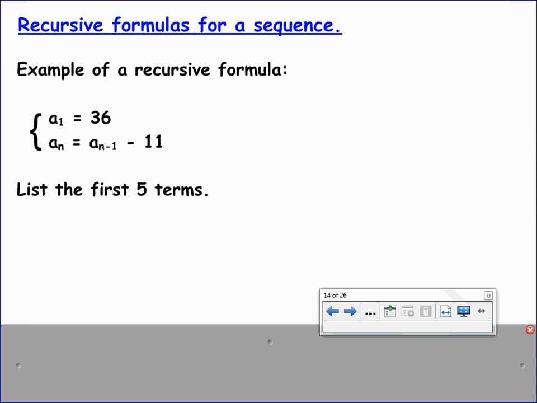All right, let's go ahead and try the next one. So let's suppose that a recursive formula specifies a sub 1 is 36 and a sub n is given by a sub n minus 1 minus 11. Go ahead and list the first 5 terms right now, and check with your partner. Be ready to share.